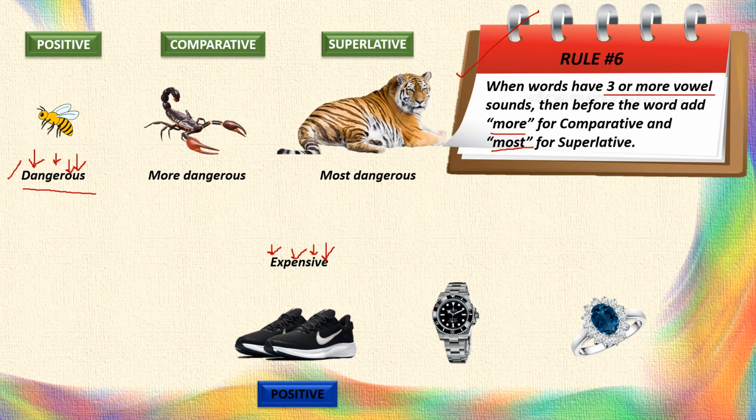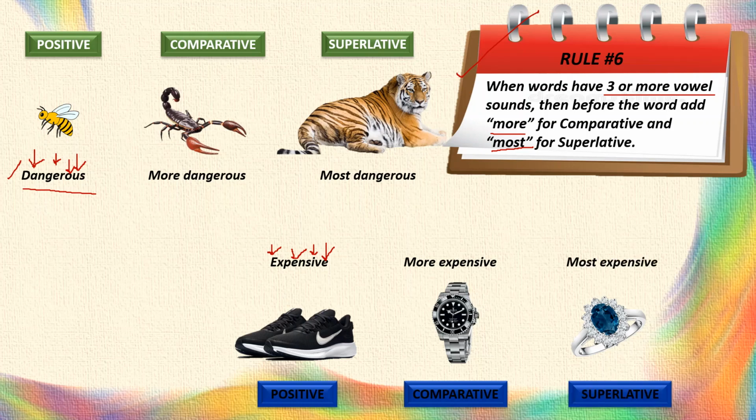So from positive, to make it comparative, we keep the word expensive as it is, and for comparative we add more before the adjective, and for superlative we add most, right? So this is the last rule of the degrees of comparison that we have already discussed long time back. So let us quickly revise what we have discussed today.